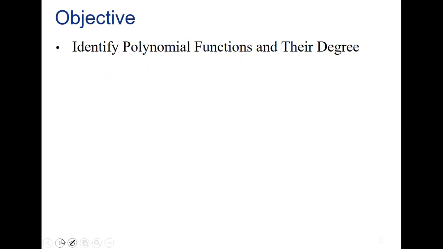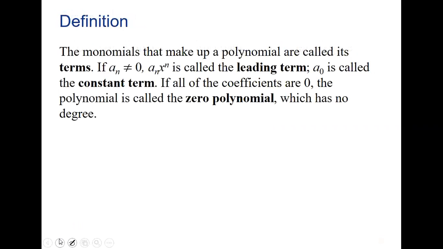So, identifying the polynomial and their degree. Hopefully some of this sounds familiar from previous math classes. We're going to first start by talking about the monomials that make up polynomials, which are called its terms. For example, if I just have a 2, this is a monomial. If I have x plus 2, this is a binomial. If I have x squared plus x plus 2, this is a trinomial. And once I get past that, this is a polynomial.